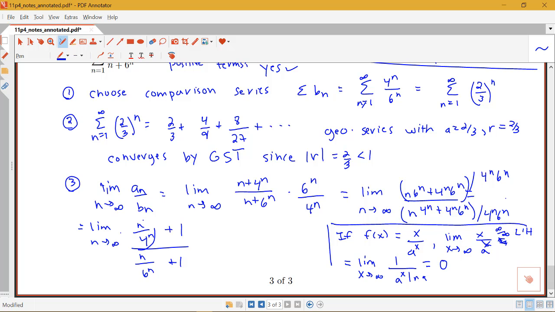Okay, so that means that each of these two pieces here are going to 0, so this limit is 1. And we observe again that that limit is a finite positive value.